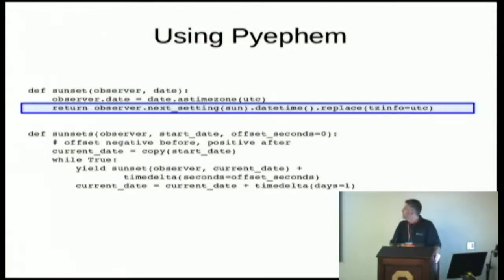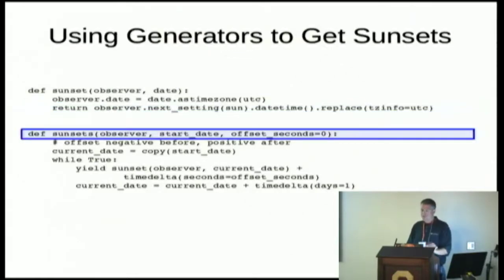This function is just a 2-line function. Given an observer, tell me when the next sunset is going to be. That's all it does, and it just makes it convenient, so you don't have to turn it into UTC time zone and stuff like that. Then I take that sunset function and create a generator from it. That generator will just give me consecutive sunsets. And for convenience, which I'll explain later, I can offset that by some number of minutes or hours.